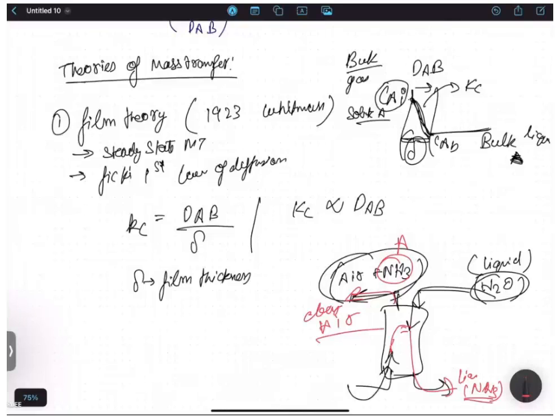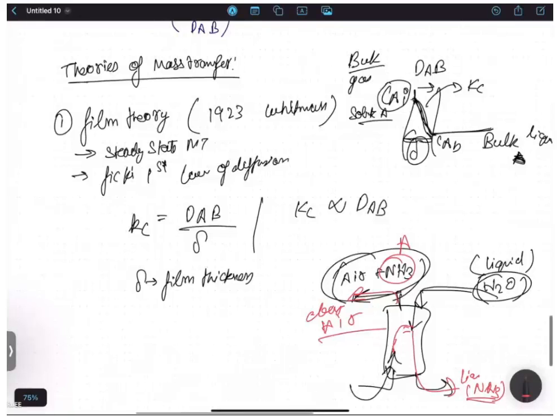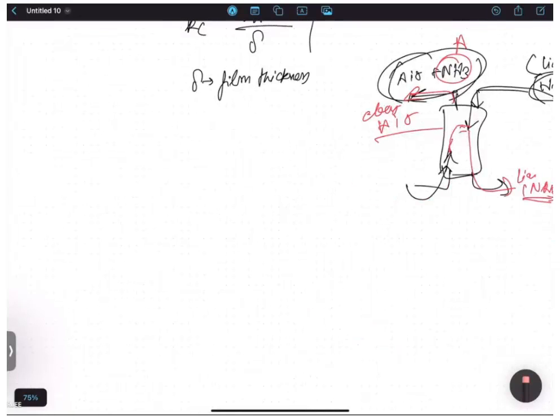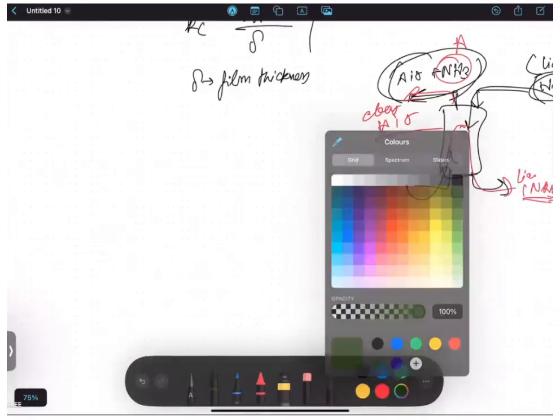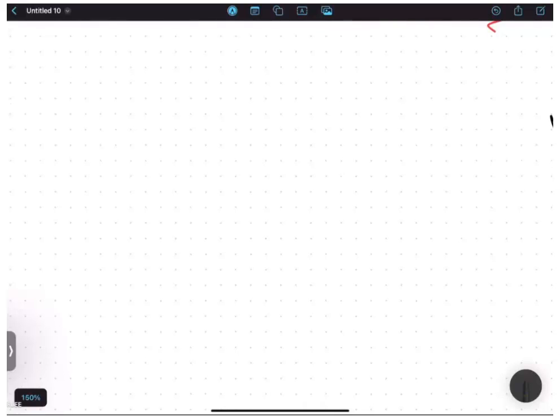The basic application of mass transfer in all industries is separation techniques. Mass transfer is separation techniques. Wait, let me tell you this thing is important. Why we learn mass transfer, the main application of mass transfer is separation techniques.